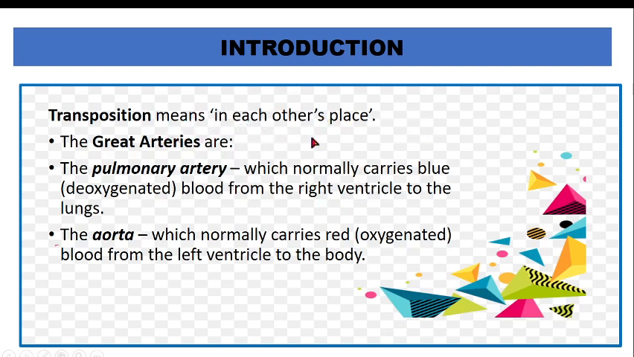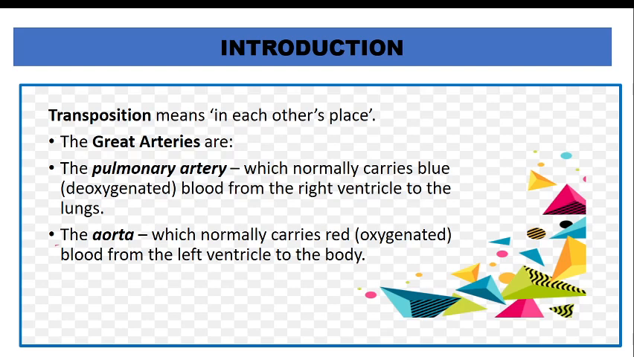Now because we are talking about transposition of great arteries, we have two great arteries. First is pulmonary artery, which normally carries blue, that is deoxygenated blood from the right ventricle into the lungs, and the aorta, which carries red, that is oxygenated blood from the left ventricle to the body. This is normal things. Okay. Now we have not yet studied what is the meaning of transposition. Transposition is in each other's place.